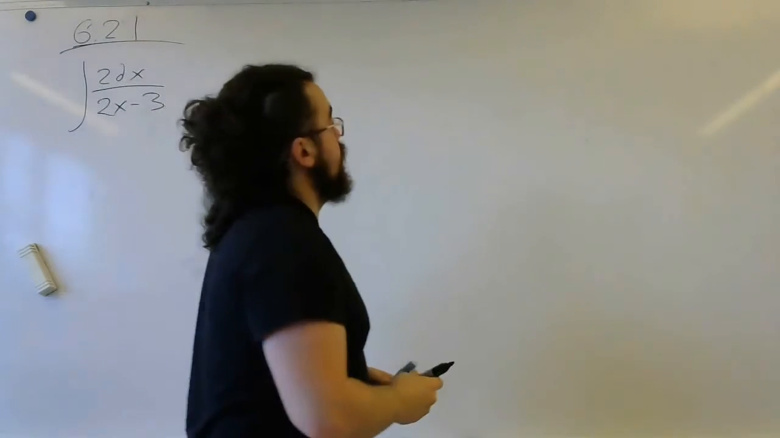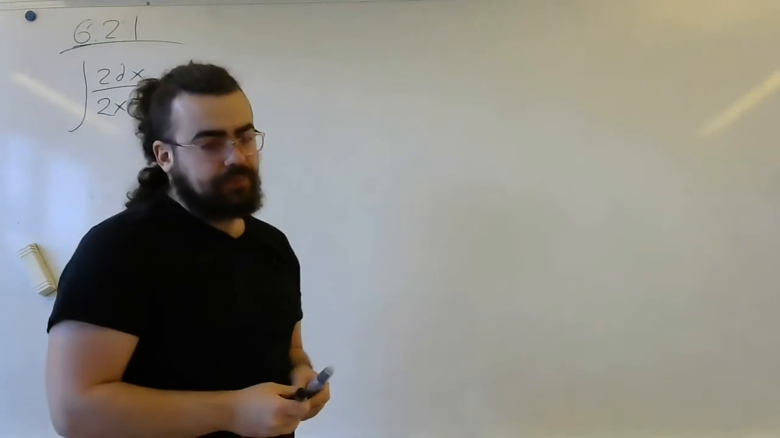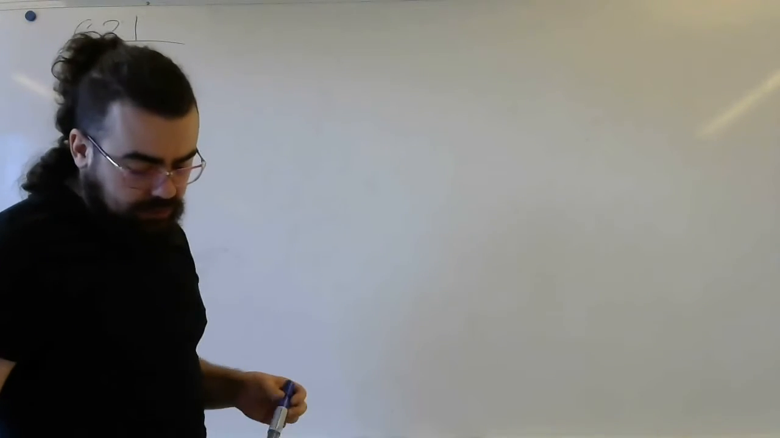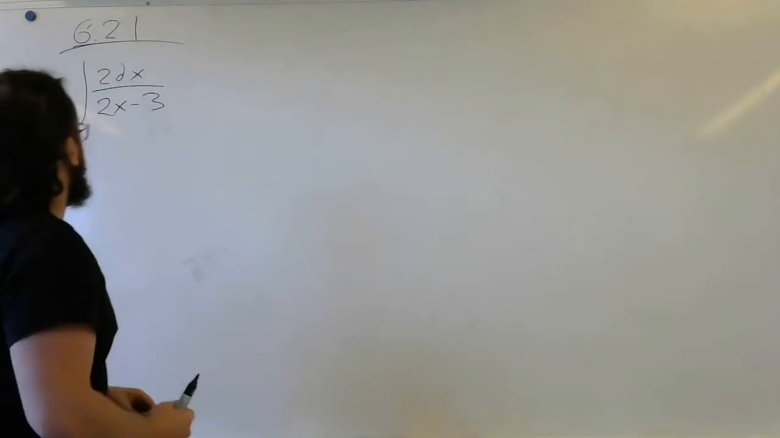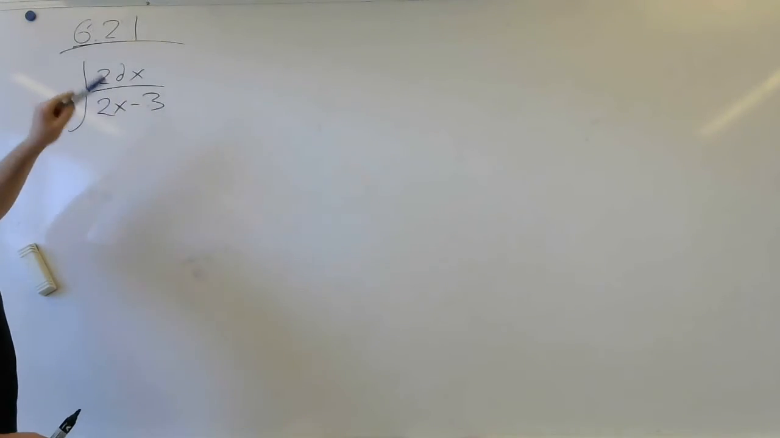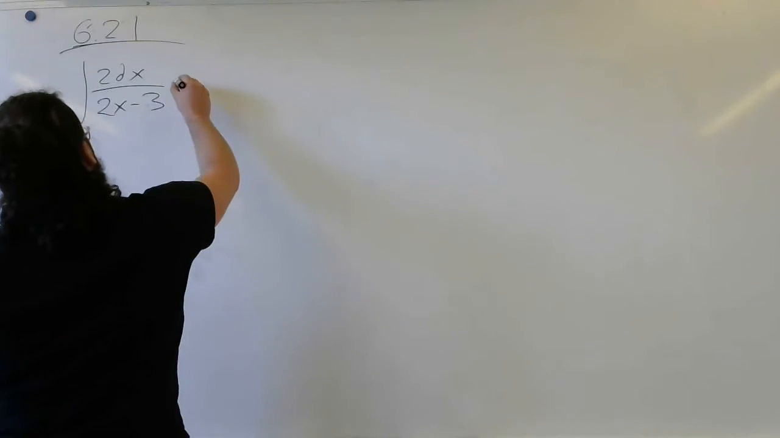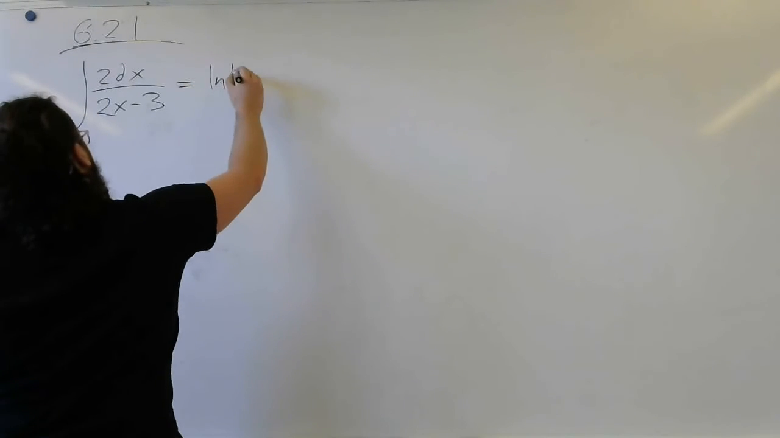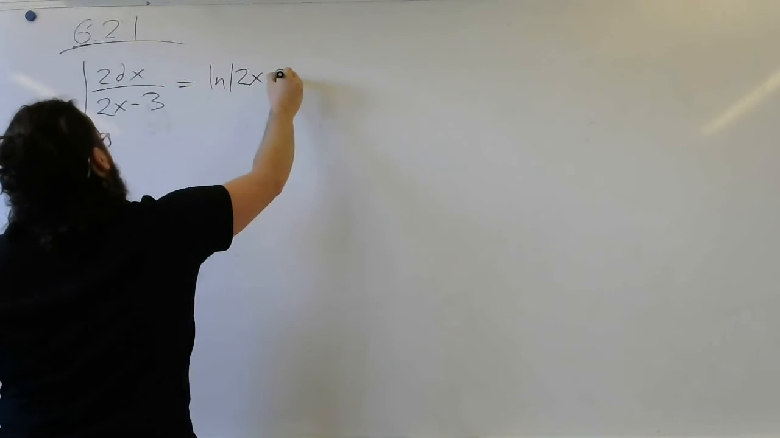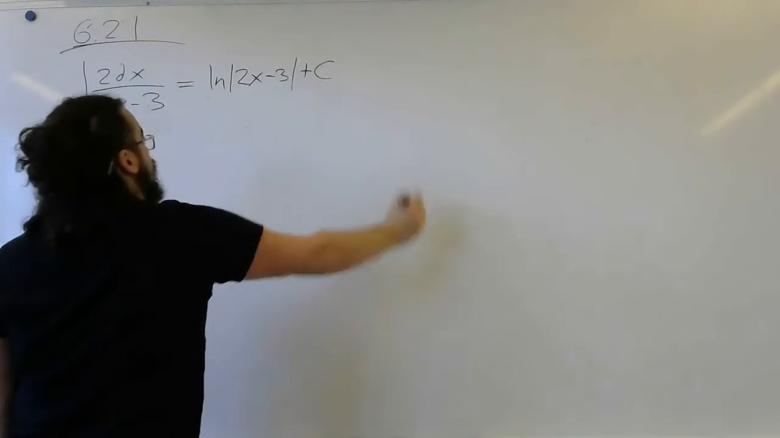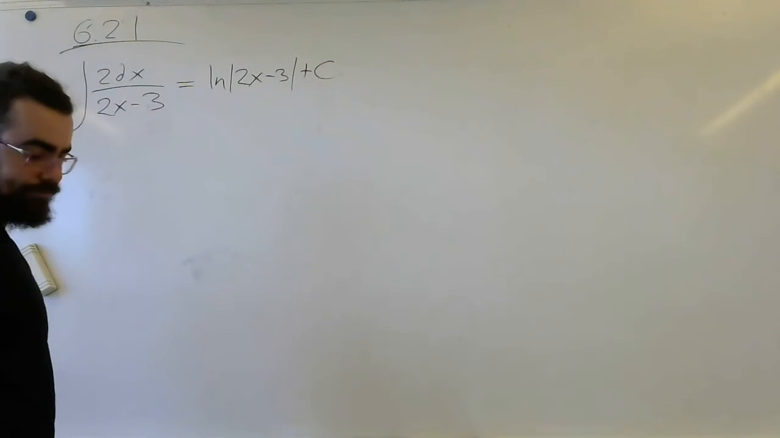So when working with quotient of polynomials, we have different rules to abide by. The first one is that if we have degree 0 here, and degree 1 here, this is a logarithm. No mystery here whatsoever.